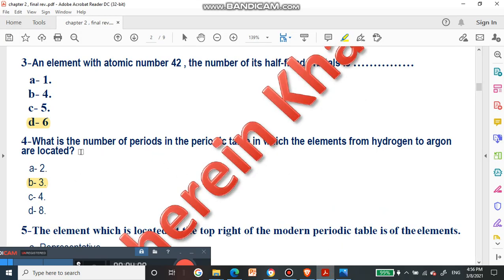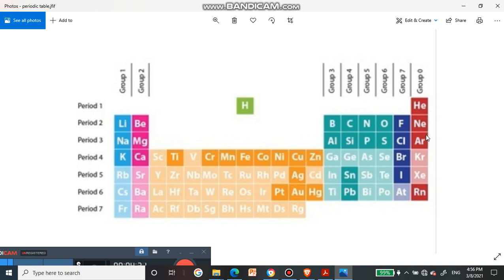So for the number of periods, we have 3 energy levels starting from hydrogen, the first energy level, then the second one, with helium, neon, argon. So we have 3 energy levels. We call them 3 periods, filled with 3 inert gases till the end of argon.